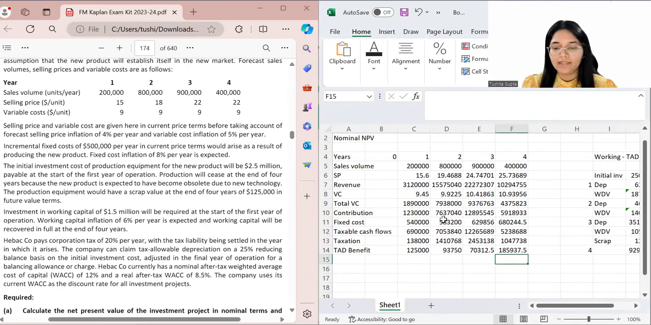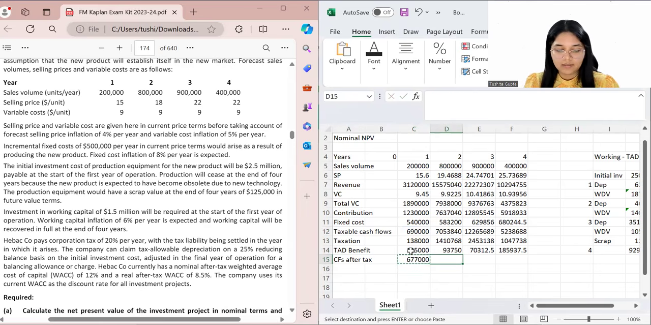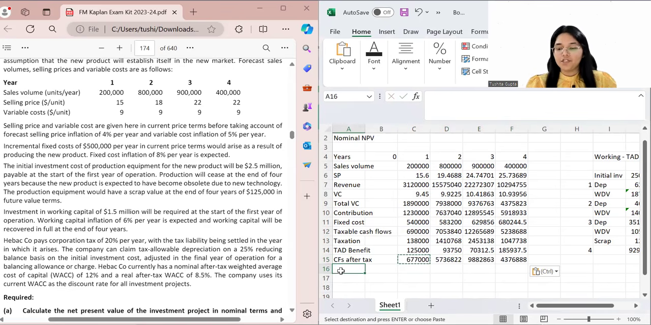Now, what I will get after netting off these three, I will get my cash flows after tax. So I can say that these are my cash flows after tax. The simple formula which I can use is, these are my taxable cash flows, I subtract the amount of tax that I pay and I add the benefit that I get. So this over here are my cash flows after tax. Now I've made my adjustment for tax.